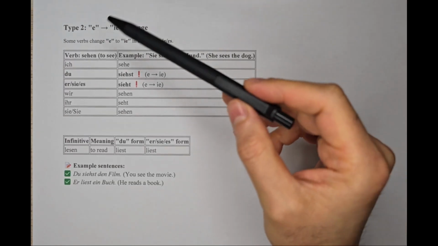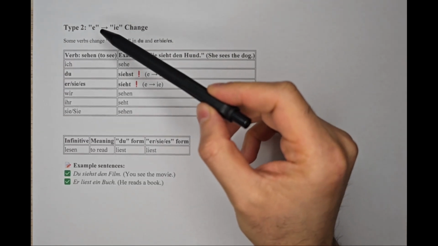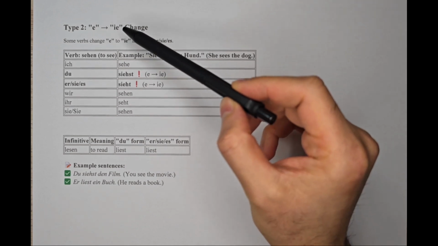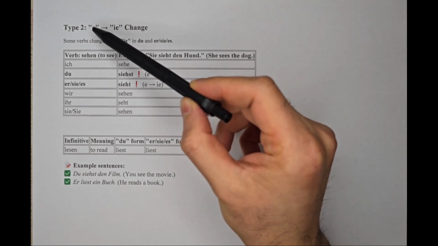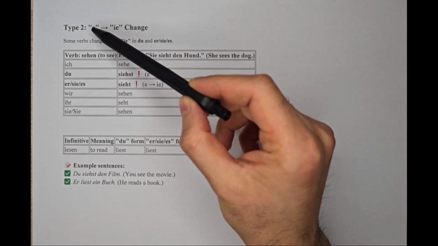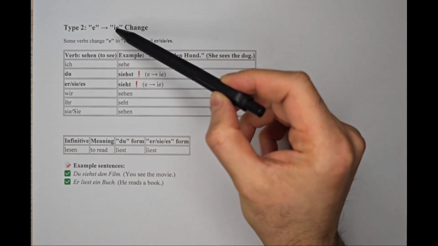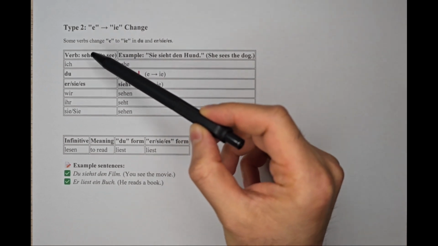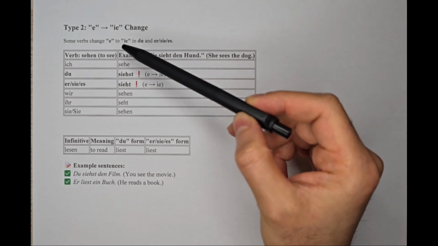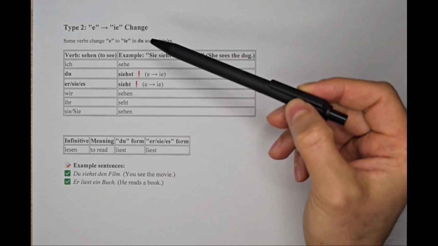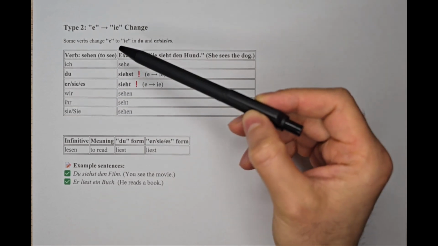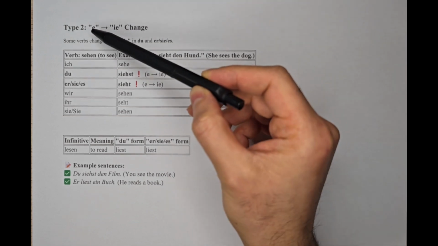The second type of change that happens in irregular verbs in the present tense in German is that the verb stem which contains e, that e in the verb stem will change into ie. For instance, in case of sehen. And again, these irregular verbs you have to know by heart that these are irregular. Why? Because this e could also be within a regular verb.